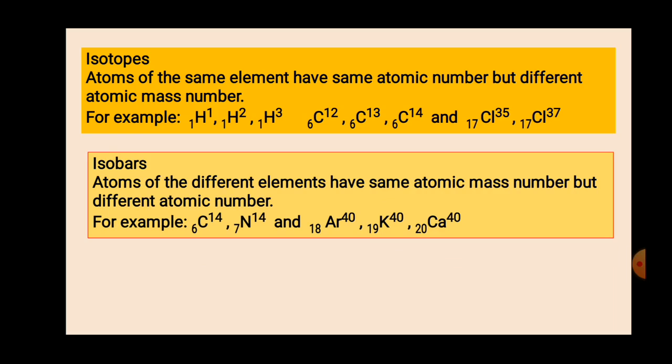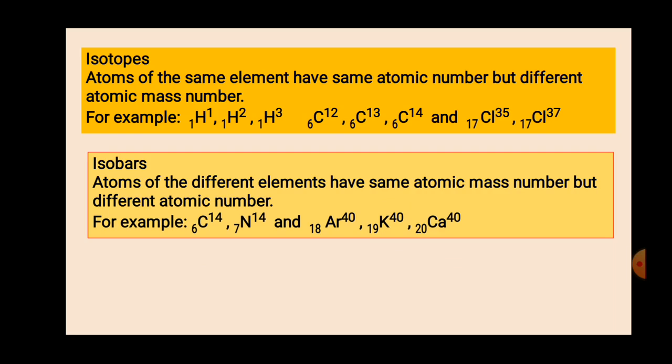Atoms of the same element have the same atomic number but a different atomic mass number. This is the definition of isotopes. Now here you can see the example.